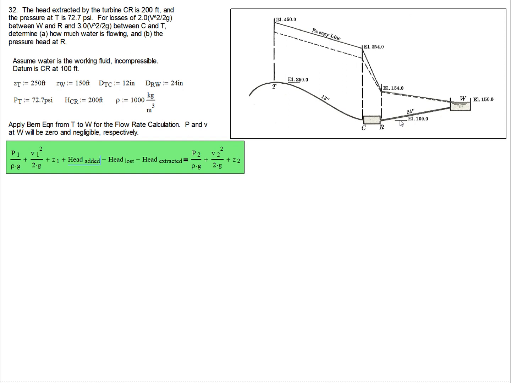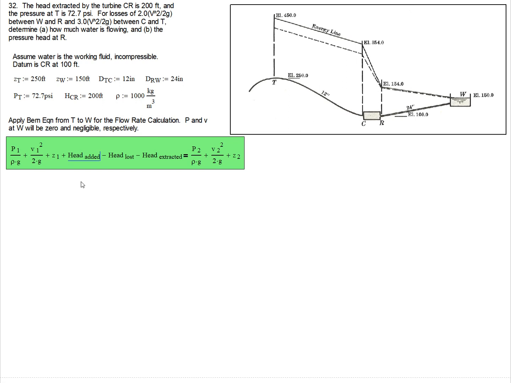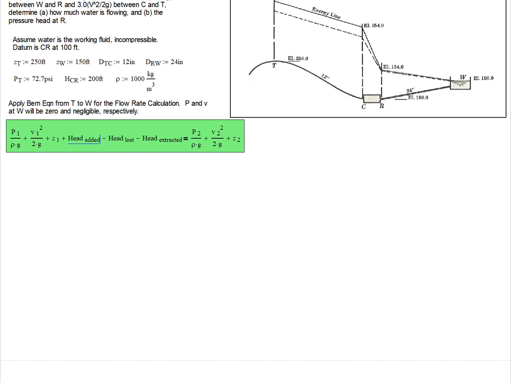And then we're going to set our datum. Depending on how we set our datum, ZT, we're going to set that at 250. ZW is going to be 150. So we'll just use the absolute. If we wanted to, we could set that at 0 and then set that at 100. But that's how we'll handle this.